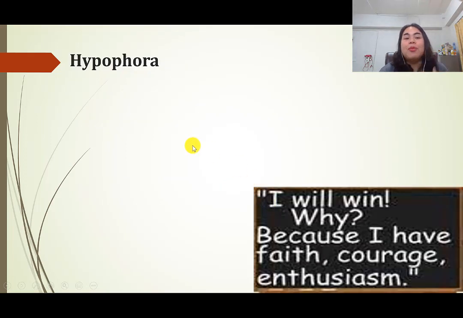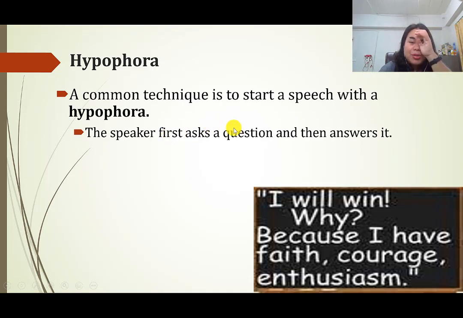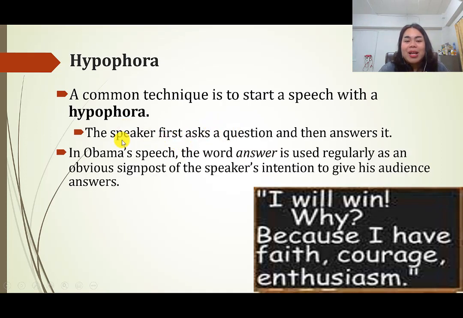Now, the first one is hypophora. What is hypophora? You might have never heard of this before, but it's actually a common technique to start a speech with a hypophora. The way it works is that the speaker first asks a question and then answers it. So it's a bit like a rhetorical question, okay? But with a rhetorical question, it might just be a question and you don't need anyone to answer it, and then you move on to another point. You just ask a question and that's it. But for this one, you have to ask it and also answer it by yourself, okay?